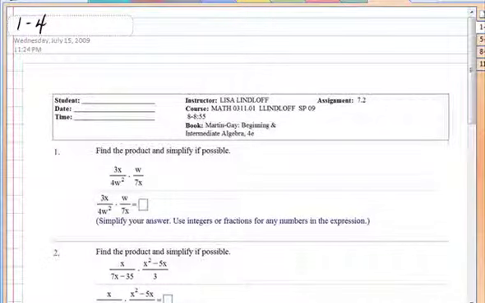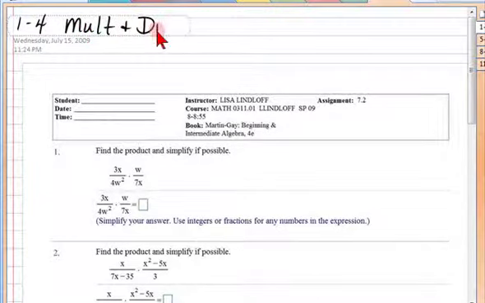Okay, 7.2 is about multiplication and division of fractions. All right, it's about multiplication and division. So I'm going to ask you to remember some simple things about multiplication and division.